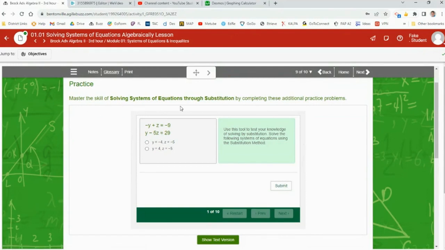Master the skill of solving systems of equations through substitution. All right, solve the following using the substitution method. Which answer is it? Is it y equals -4, z equals -5, or is it +4 and -5? Solve that and figure out which one it is. It gives you 10 different practice problems. Once you answer this one and submit, then you go to number 2.